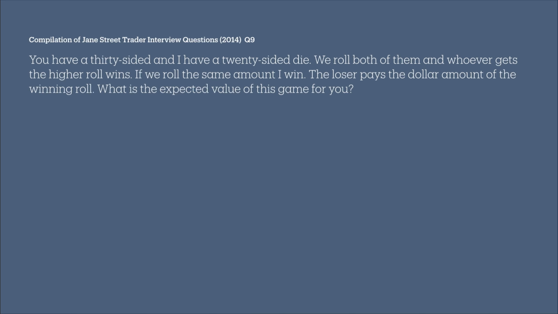Before tackling this question, let's first define the variables. Suppose m is the number you roll and n is the number I roll. There are only two outcomes of this event: you win or I win. The first case occurs when m is larger than n, where I pay you money equivalent to m. The second case is when m is less than or equal to n. In this case, you pay me n dollars.